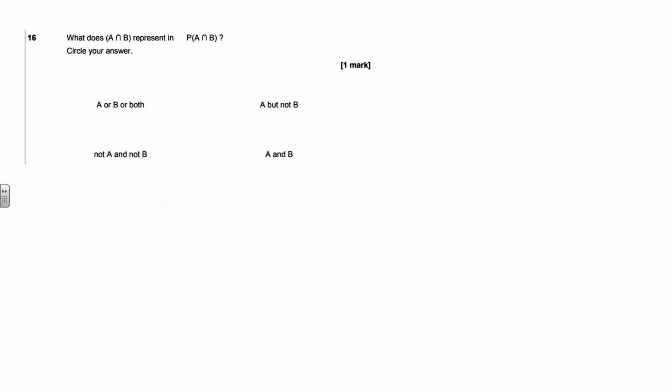Okay, question 16, what does A and B represent in the probability of A and B? It is A and B together, that is what is called the intersection. Okay, A or B or both would look like that. A but not B, and then not A and not B.